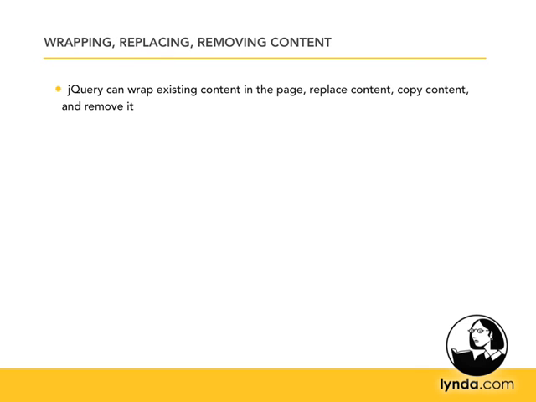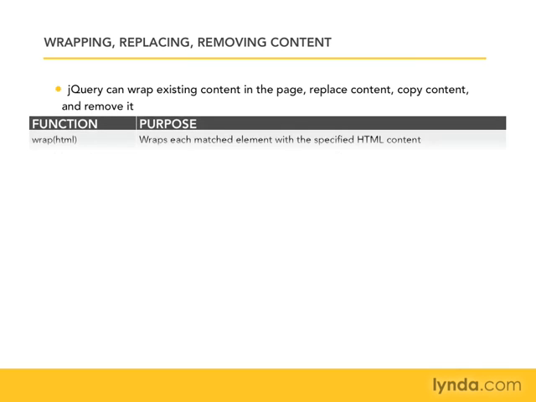In this lesson, we're going to see how to use jQuery for wrapping, replacing, and removing content. Up until now, we've seen how to insert and manipulate some content, but now we're going to do a little bit of additional operations. So in addition to inserting content, jQuery has a bunch of functions for doing some additional operations like wrapping content in a page, replacing it, copying it, removing it, all that great stuff.